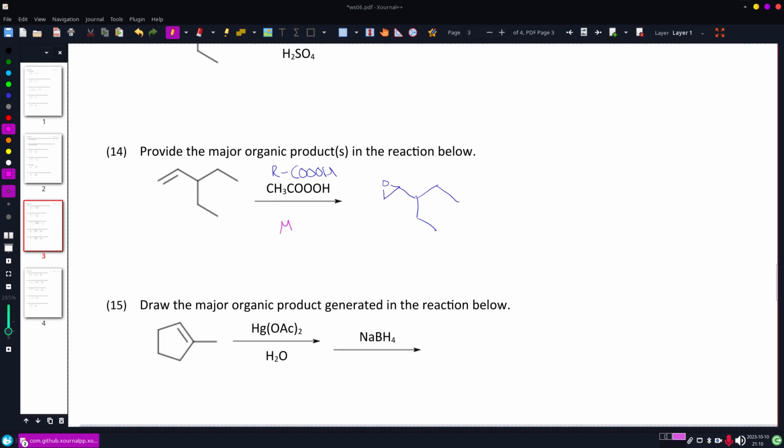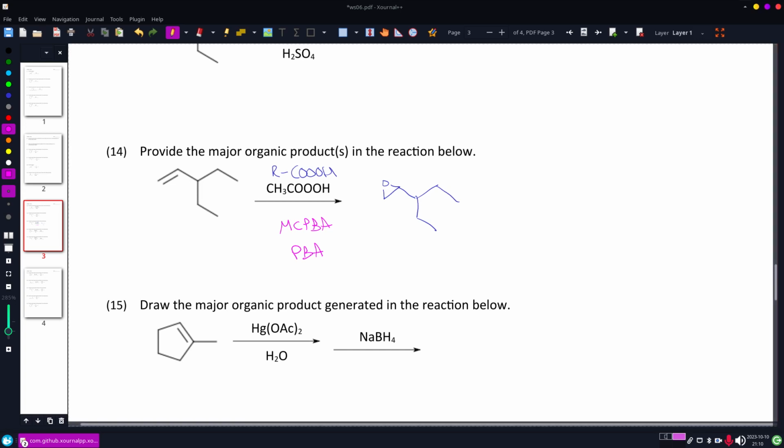peroxybenzoic acid, or MCPBA, or just the peroxybenzoic acid. Those are the two most common ones, and they would stop right there. That's where they would stop.